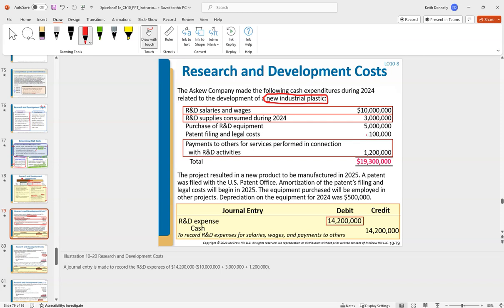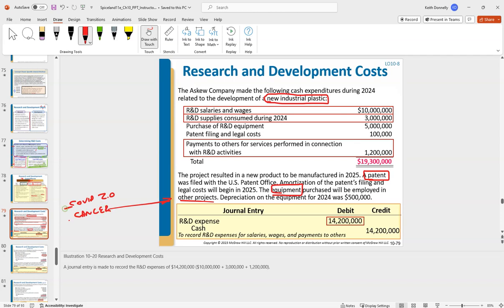We have some costs here. On top of this, the project ends up getting a patent on it. That's great. And they also purchase some equipment that they're going to use on other projects, kind of like when we talked about COVID 2.0, and then they're going to use it for cancer research as well. So it's going to shake some things up here. The patent and the equipment we'll deal with separately.